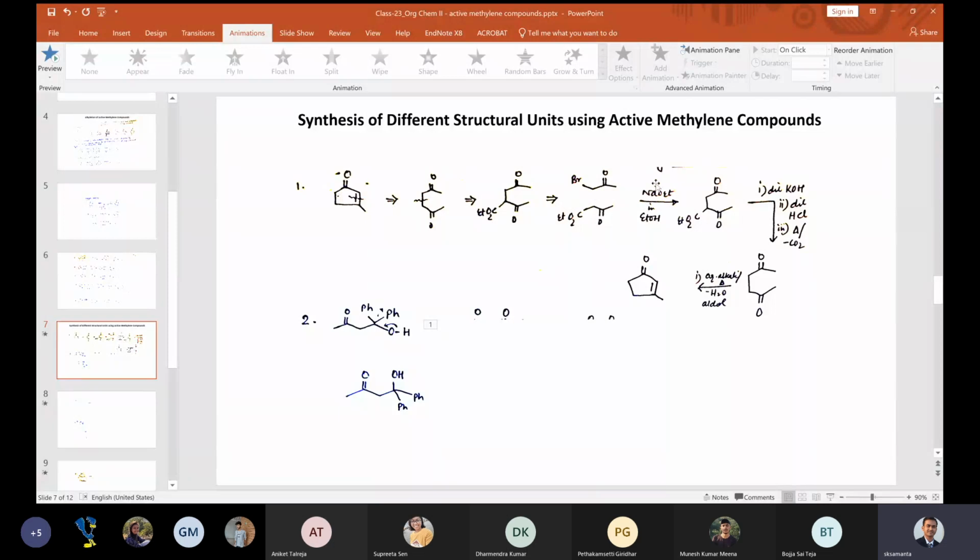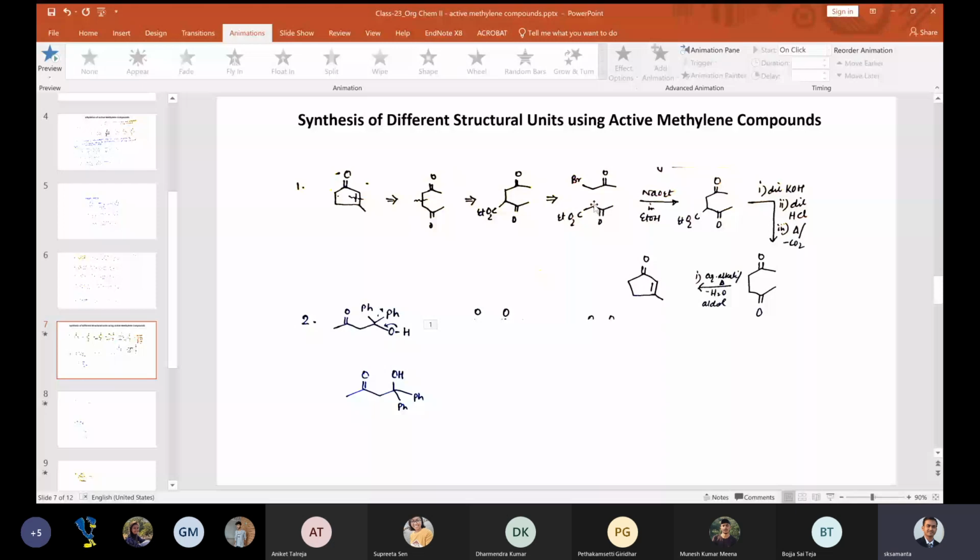So now you use sodium ethoxide in ethanol. What it will do? It will take the acidic proton from here, because this is the active methylene compound. So these protons are acidic in nature. Now it will form a negative charge. Then you take this compound, in which there is a bromine group, which is a good leaving group. So this negative charge will attack here. You get this compound. Now we need to remove this one.